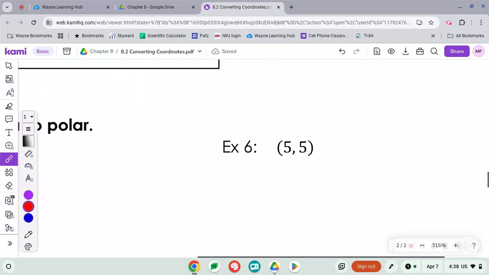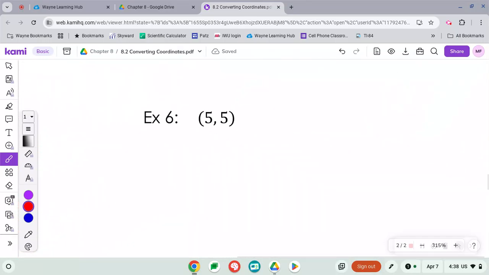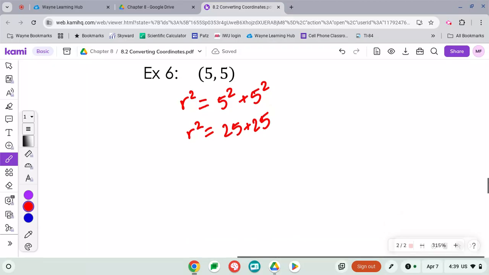So second one, once again, start it off the same way. We always start it by finding our r. So r squared will equal x squared plus y squared. In this case, they are the same, so it'll be 25 plus 25. And those add together, r squared equals 50. That means r equals the square root of 50.